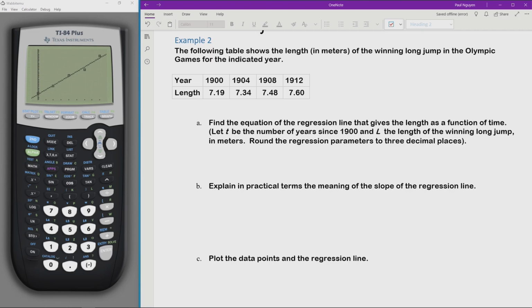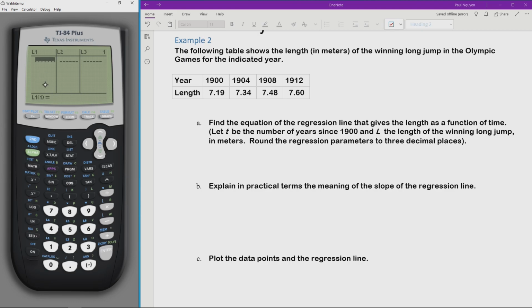We'll let t be the number of years since 1900 and L the length of the winning long jump in meters. We'll round the regression parameters to 3 decimal places. So the first thing we're going to do is input our data. To do that, we go to Stat, and we're going to Edit. To clear the data that's already here, we're going to go up to the header, highlight the L2, hit the Clear button, and hit Enter.